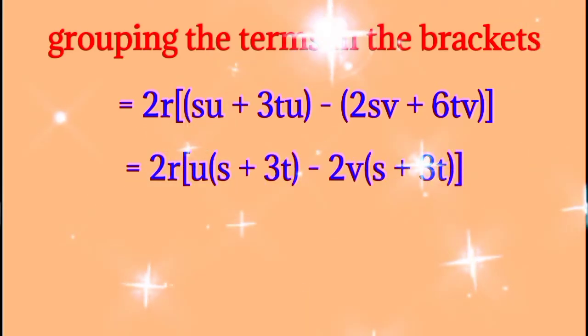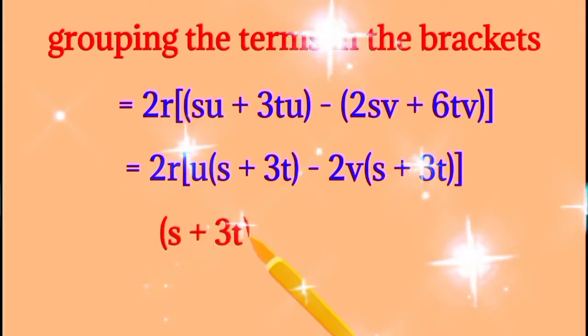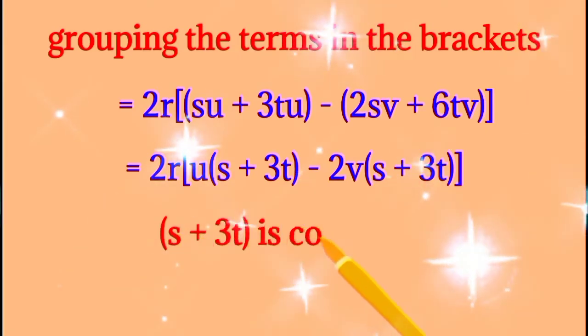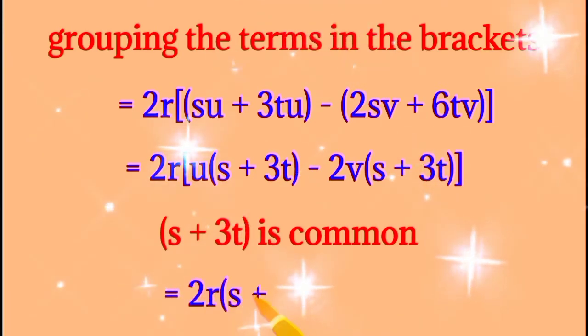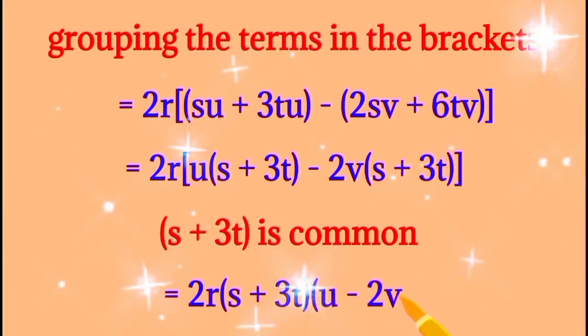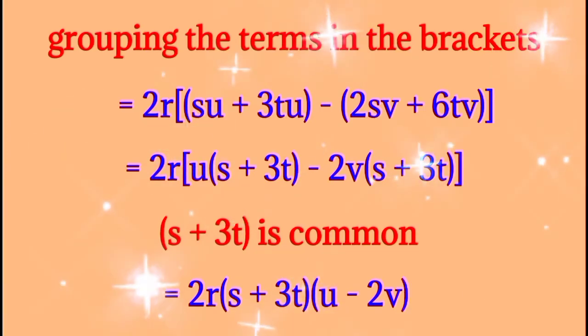So find out what is common in the group brackets. When you do, you discover that in the first bracket u is common, while in the second bracket 2v is common. So you will notice that there's also another common factor of bracket s plus 3t. So bring out that common factor and you have your final answer as 2r in the bracket of s plus 3t, bracket u minus 2v.